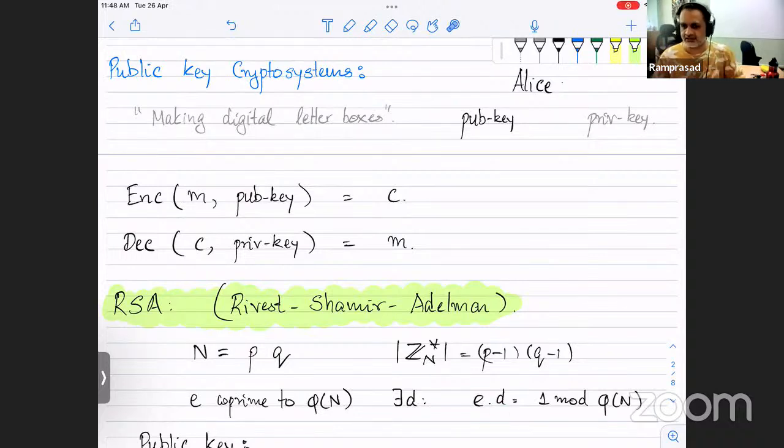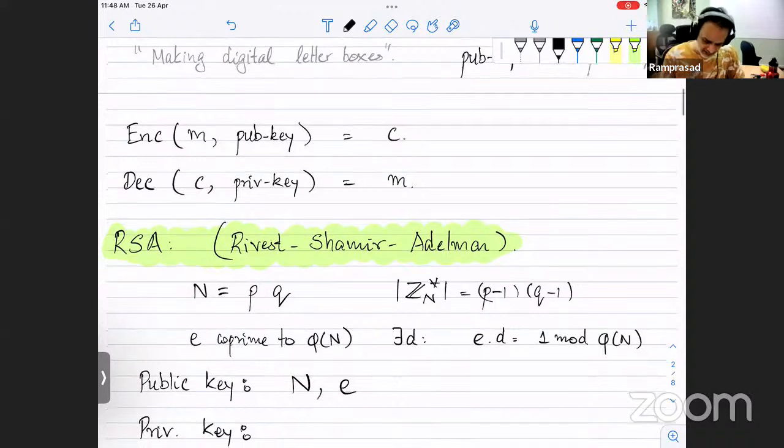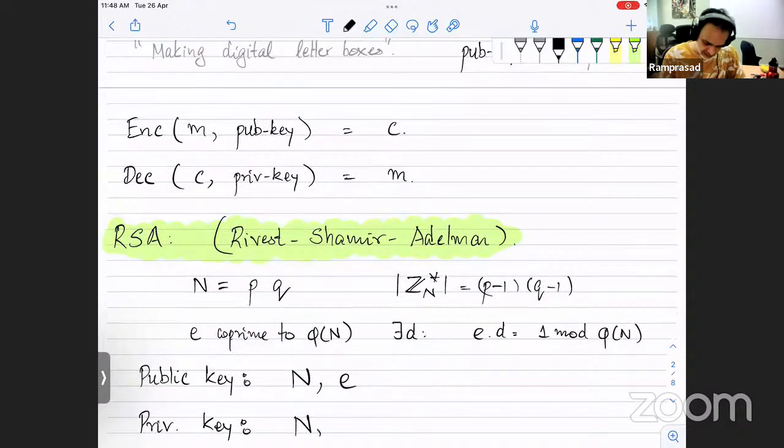So this is the initial phase. And now what's the public key? The public key is just this integer N and the exponent E. And the private key is actually just going to be the integer N and this inverse exponent D. And if you want, you can add P and Q, but P and Q is not necessary for the decryption algorithm.